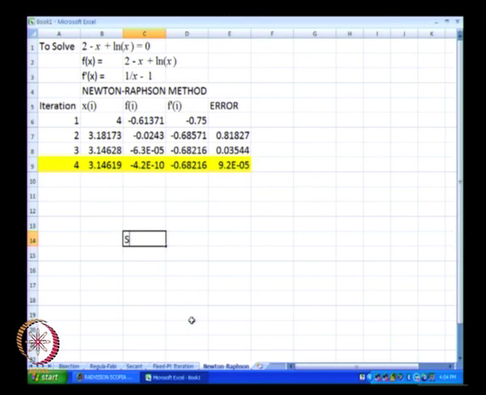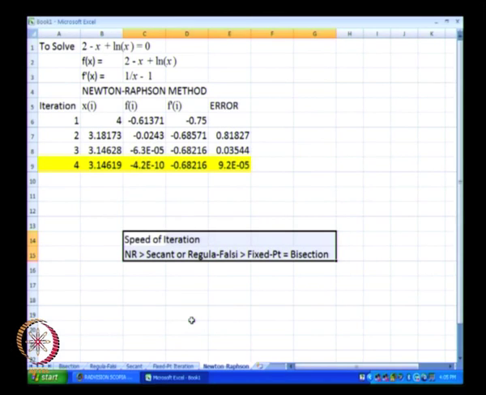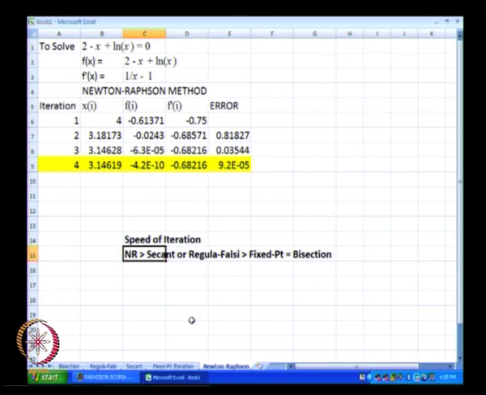In general, the speed of iteration, which we will cover in our next lecture, goes like this: Newton-Raphson's is faster than secant or fixed point, which in turn is faster than regula falsi, which in turn is better than fixed point, which is approximately equal to bisection. We will cover this aspect later on in our lectures, that this is what the speed of iteration follows. Newton-Raphson's is better than the secant method, which is better than the fixed point iteration method in the various open methods.